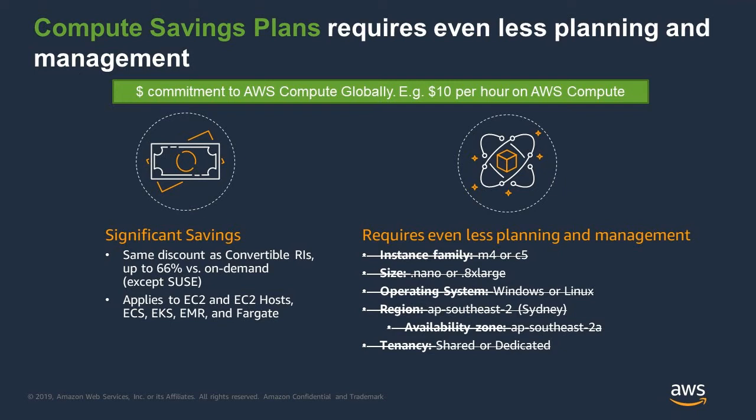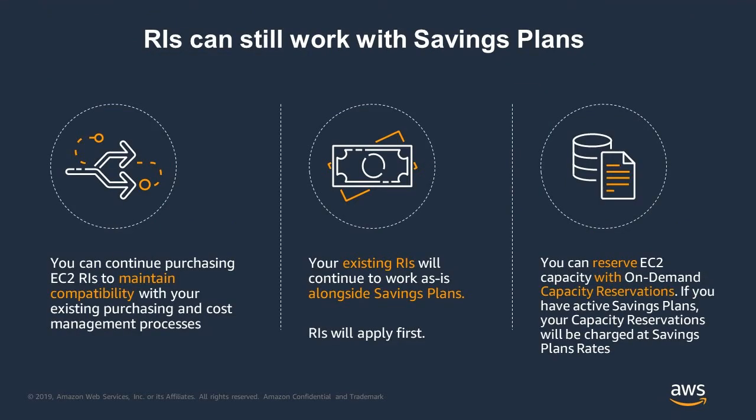As you can see, Compute Savings Plans is much more flexible than any existing offering, and this $10 per hour on compute will discount your on-demand usage by up to 66%. RIs can still work with savings plans. You can continue purchasing new EC2 RIs, and also you can still use your existing RIs as well.